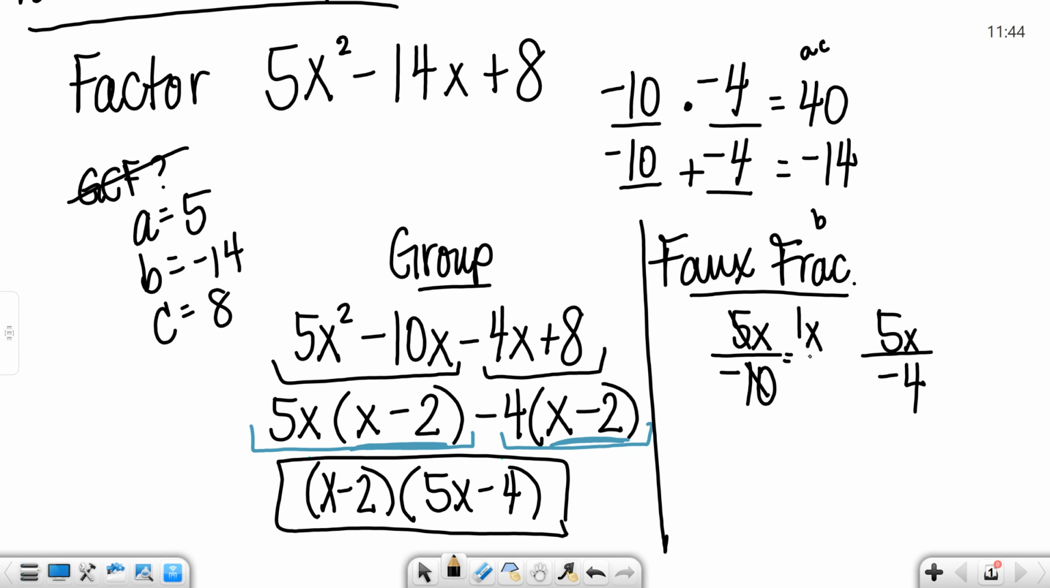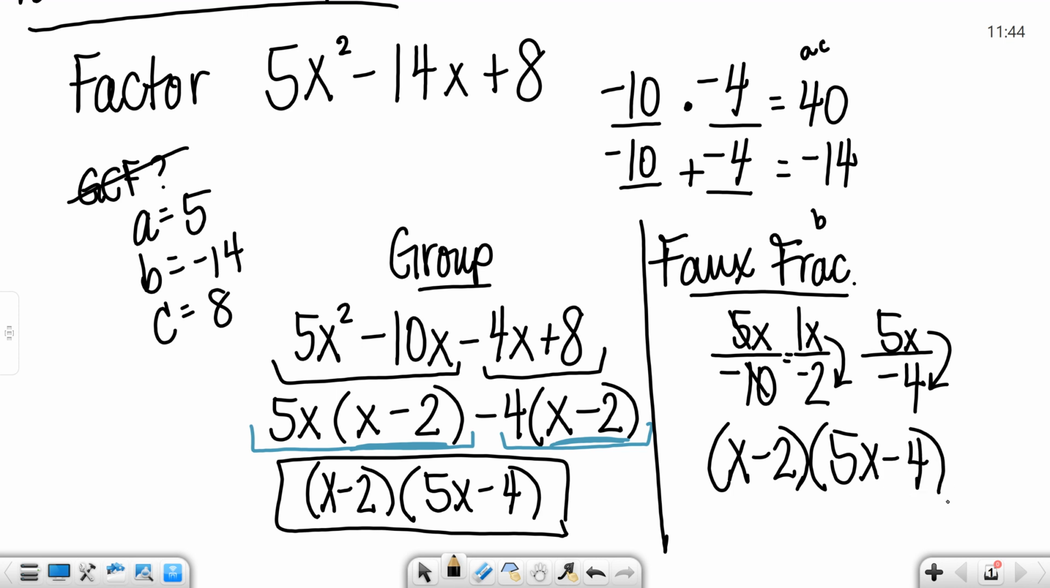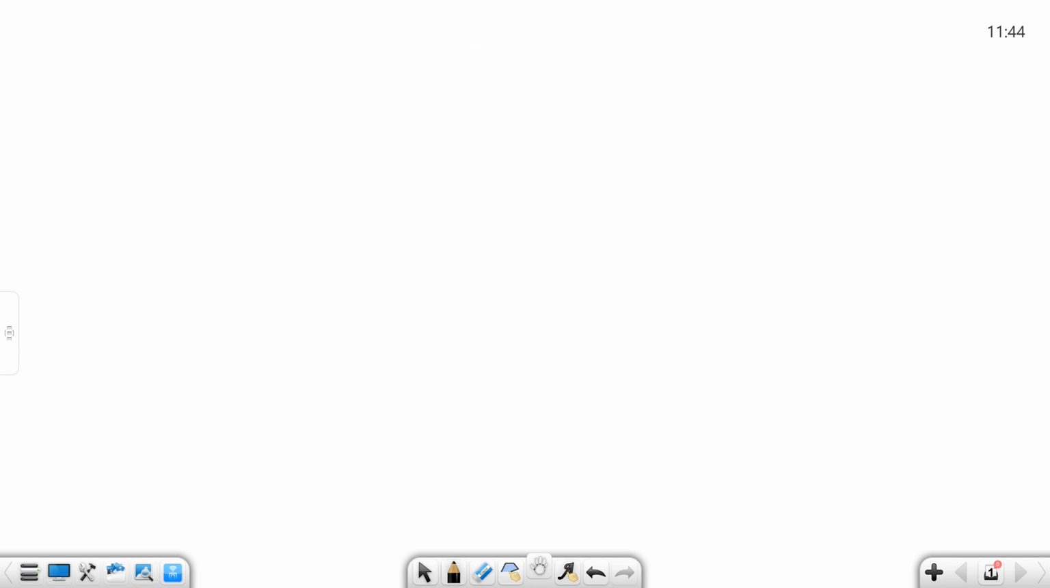This one is 1x over negative 2. Now I read my fraction just like I was reading it in 6.2. So I would have x minus 2 times 5x minus 4. Notice my factors here are exactly what I got when I did the grouping method. So whichever method you like the best is the one that you need to do. Okay, let's practice a little bit more.